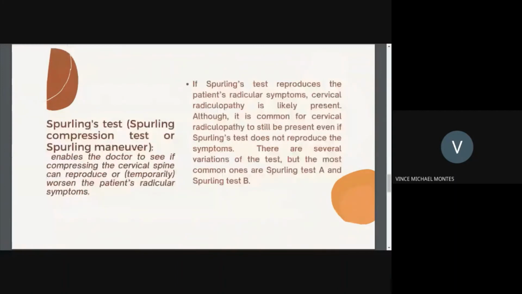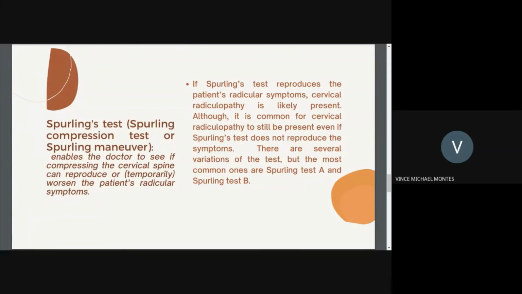One of the main tests done to see if a patient has cervical radiculopathy is the Sperling's test. This test can either simply tell you that you are positive for cervical radiculopathy, or there is still a need to run some more tests to make sure that the patient does not have cervical radiculopathy. It's also called the Sperling compression test or Sperling maneuver. As part of the physical exam, Sperling's test enables the doctor to see if compressing the cervical spine can reproduce or worsen the patient's radicular symptoms.